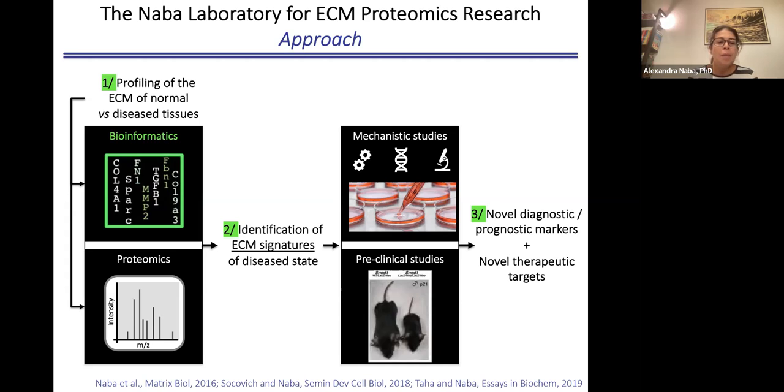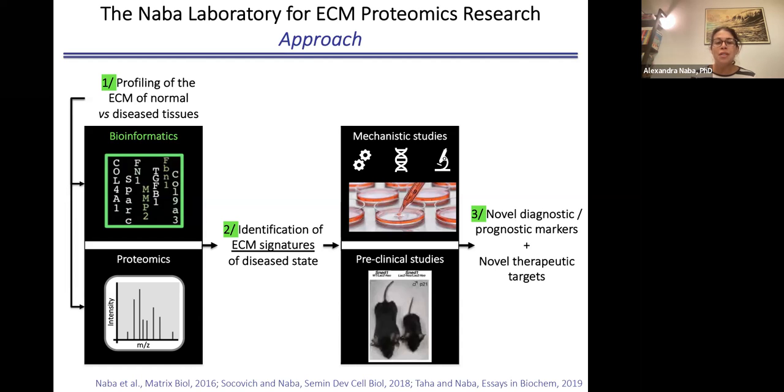So again, my lab studies extensively cancer, but also fibrosis, like Jaewon Shin's lab. And one of the questions we ask is, well, how does the matrix of a normal lung differ from the matrix of a lung fibrotic tissue? How does the matrix change between a poorly aggressive tumor versus a highly aggressive tumor? And when we do that using proteomics and bioinformatics, we can then identify ECM signatures characteristic of a disease state.